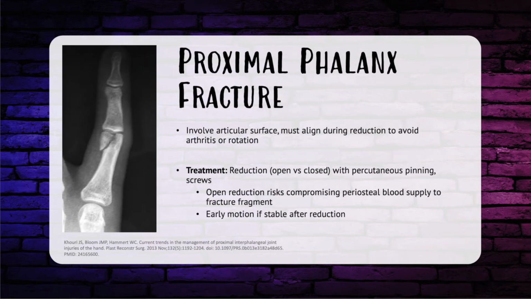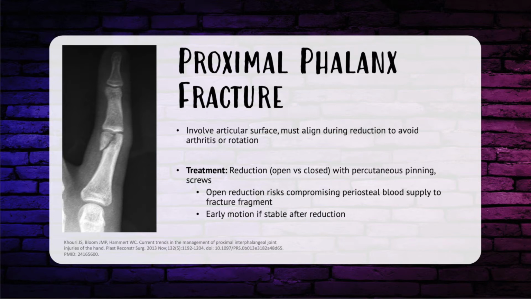Okay, great. That's pretty much all you need to know for PIPJ dislocations. What about isolated fractures of the proximal phalanx, Brian? These fractures typically involve the articular surface, and therefore reduction is needed to align the joint, or else the digit can develop early arthritis or rotation. This can be achieved open or closed, but the open approach is more definitive.